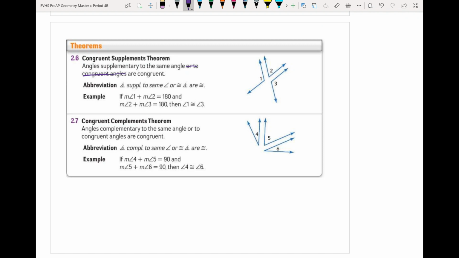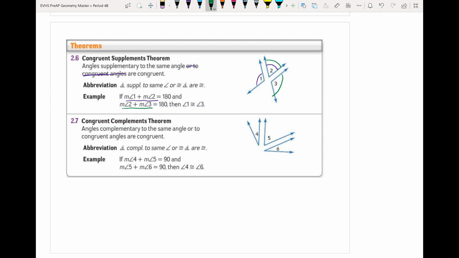Oh, we got to get rid of that one too. Angles supplementary to the same angle are congruent. So here's what we got. Angle 1 plus angle 2 is equal to 180 degrees. That's what's stated here. We also know that angle 2 and angle 3 add up to 180 degrees. That is what's stated here.